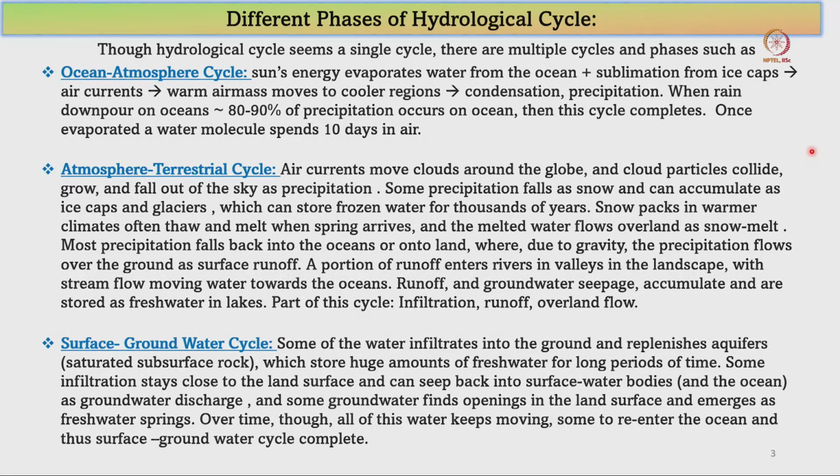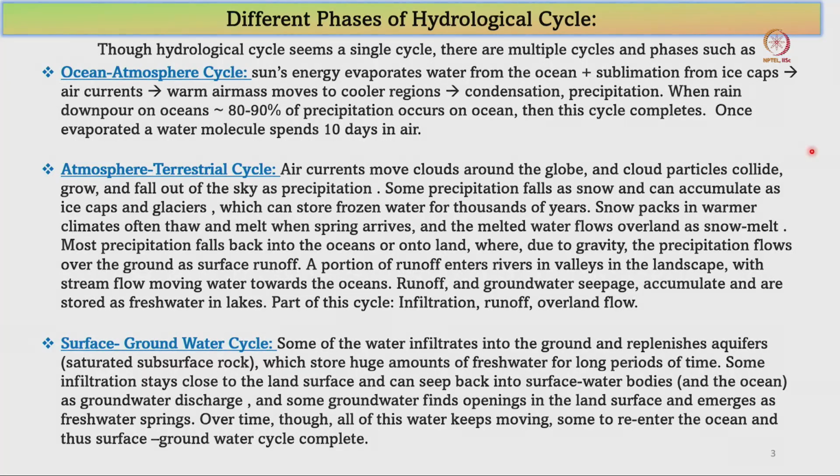And of course, as I said, we always begin from the ocean. The sun's energy evaporates the water from the ocean, or it can be due to sublimation, which is a very minor contribution, but it is still there, from the ice caps. That evaporation puts all the water vapor into the atmosphere.